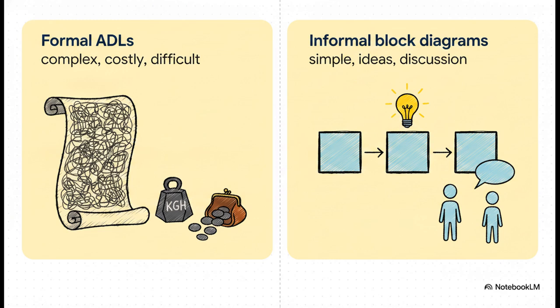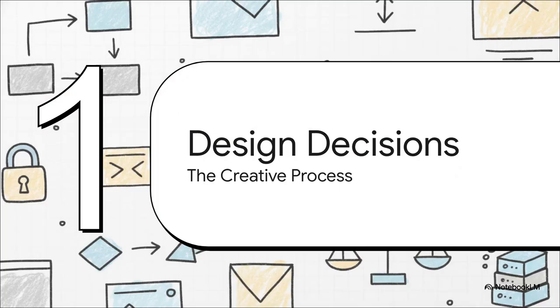Now, while some academics criticize block diagrams for lacking deep technical depth, they remain the undisputed industry standard. Why? Because they are fantastic for sparking discussion across diverse teams. Sometimes, a simple box and arrow is worth 1,000 lines of formal code. That brings us to Section 4, architectural design decisions.